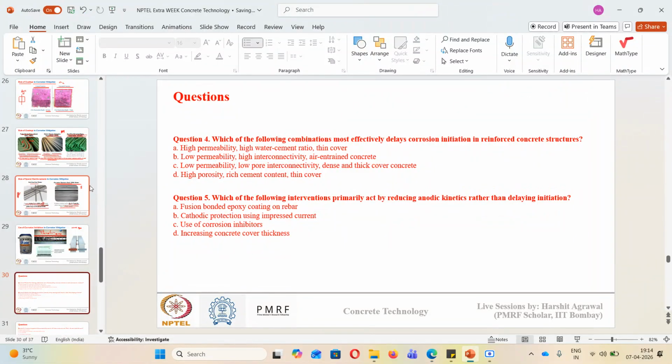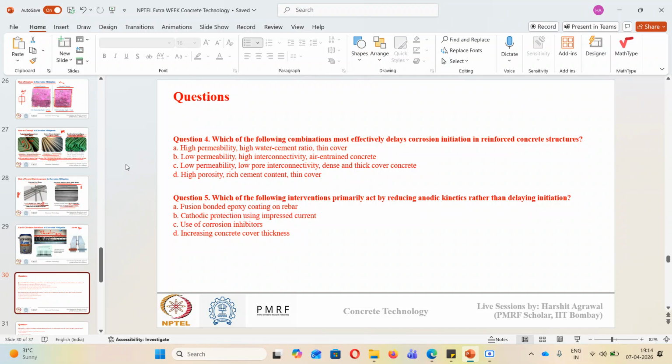Okay, so whatever I discussed here, like in the NPTEL course, I guess only the role of concrete quality was discussed, but I have added a few more extra slides here so that you know all the different corrosion control methods. Just for your knowledge.